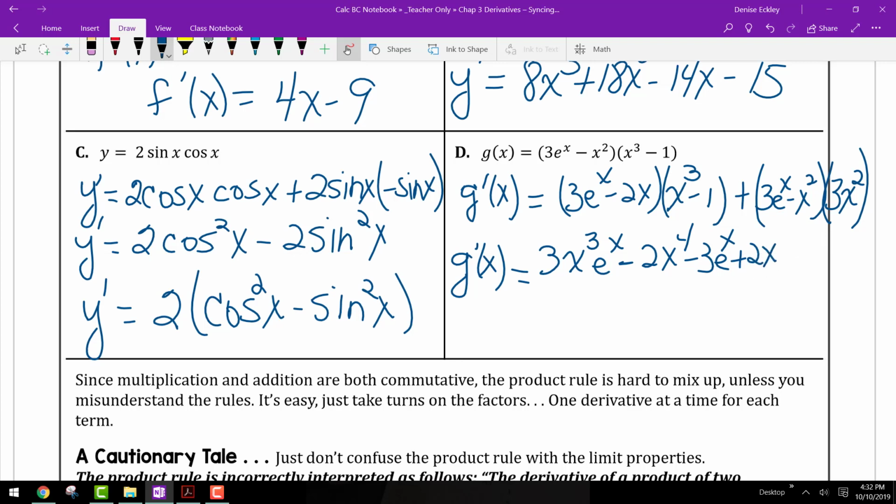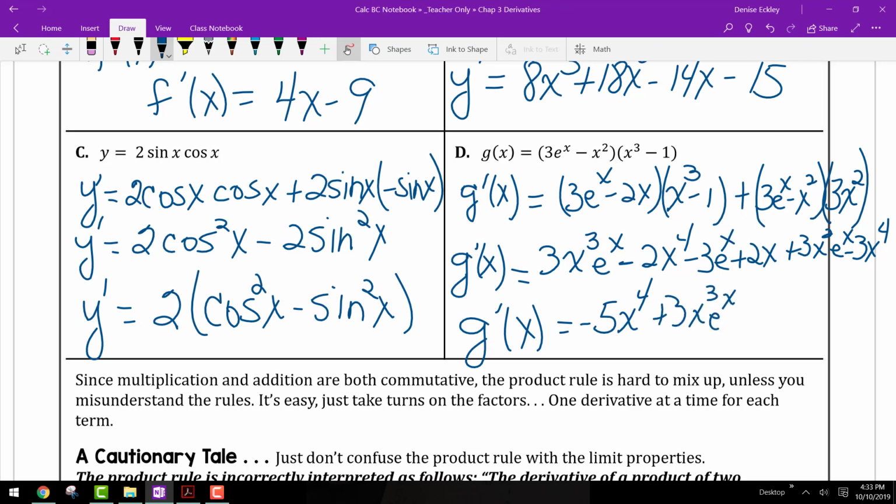And then the second set of multiplication is going to give us plus 3x squared e to the x minus 3x to the fourth. Putting our like terms together, we get negative 5x to the fourth plus 3x to the third e to the x plus 3x squared e to the x minus 3e to the x plus 2x. I think I got all the terms there.